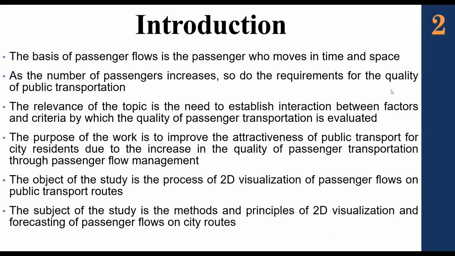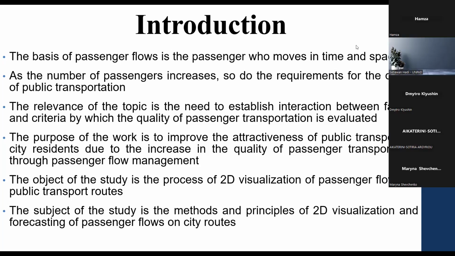The relevance of the topic is the need to establish interaction between the factors and criteria by which the quality of passenger transport is evaluated. The purpose of the work is to improve the attractiveness of public transportation for city residents by increasing the quality of passenger transport through passenger flow management. The object of the study is the process of 2D visualization of passenger flow on public transport routes. The subject of the study is the method and principle of 2D visualization and forecasting of passenger flow on city roads.